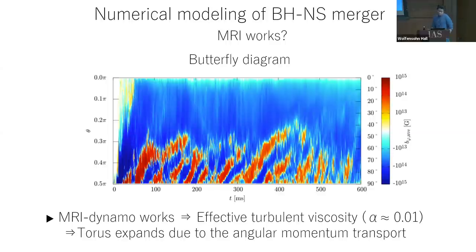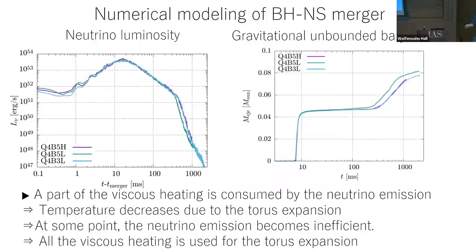So we also measure the effective viscosity, which is about 0.01 in the alpha parameter. So with this, the torus expands due to the angular momentum transport.